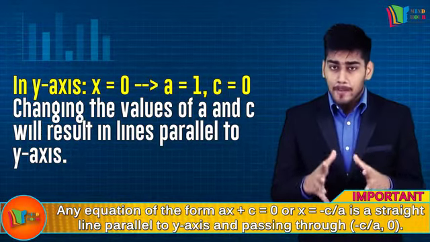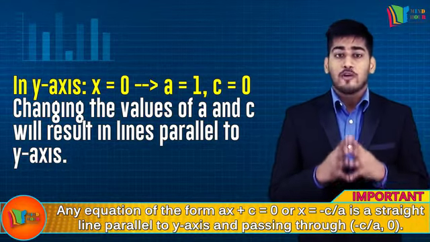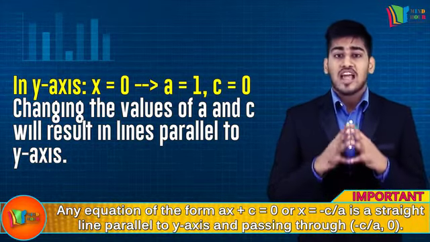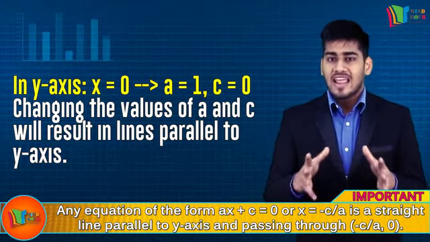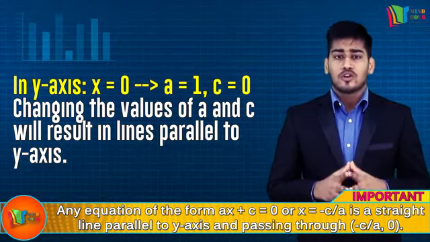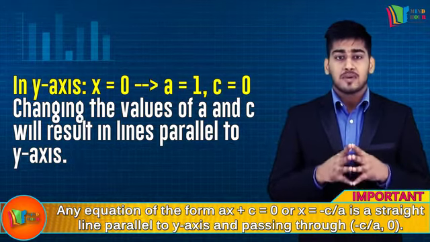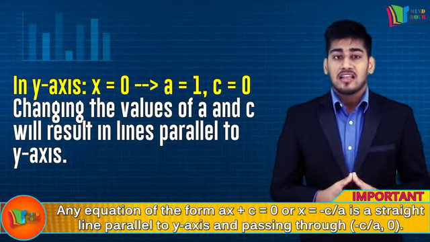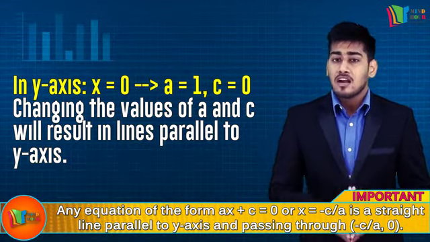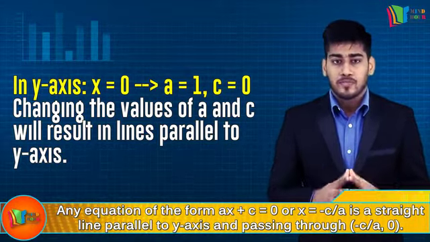Let us see what happens with equations of the form ax + c = 0. If we consider x = 0, which has a equal to 1 and c equal to 0, we get the y-axis. If we put different values of a and c, we will get other lines parallel to y-axis. ax + c = 0, which implies x = -c/a. This means that such a line would be parallel to y-axis and at a distance of -c/a from it.